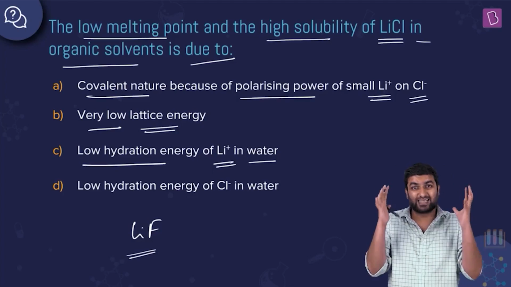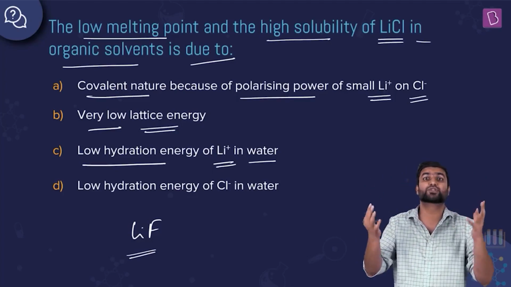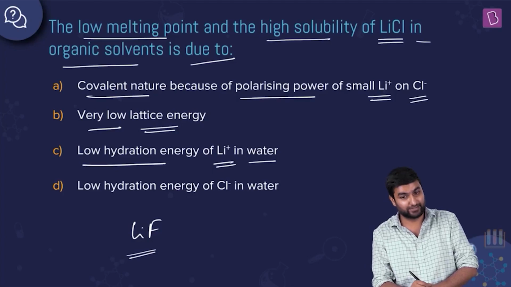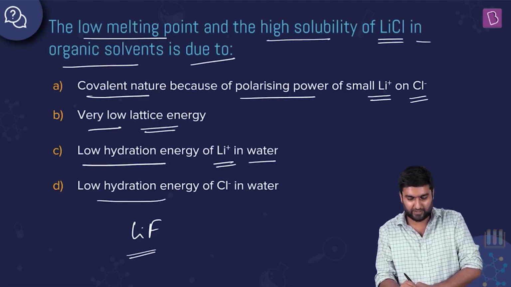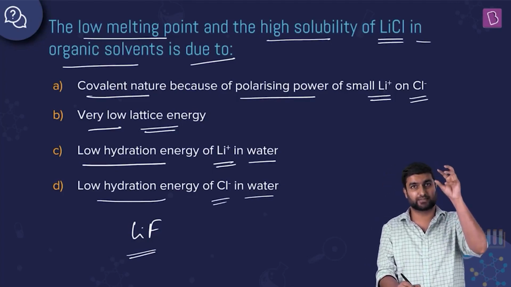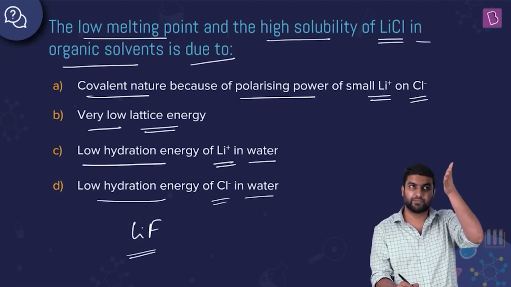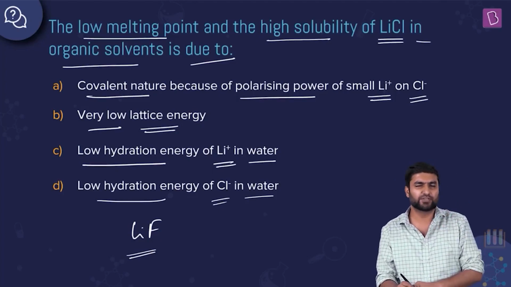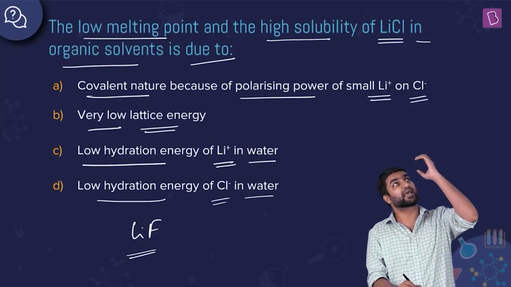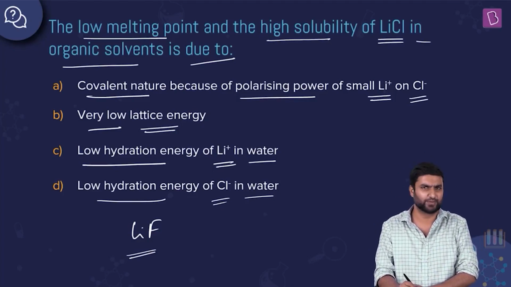Why? Because it has the highest hydration sphere. It has layers and layers of H2O around it. So no, it actually has a high hydration energy. Low hydration energy of Cl- in water? Well, it's not as low. To be honest, after F-, there is Cl-. If you're comparing apples to apples, F-, Cl-, Br-, I-, it's not that low. And again, it does not explain why LiCl has a low melting point and high solubility in organic solvents.